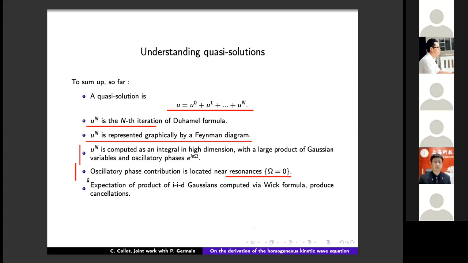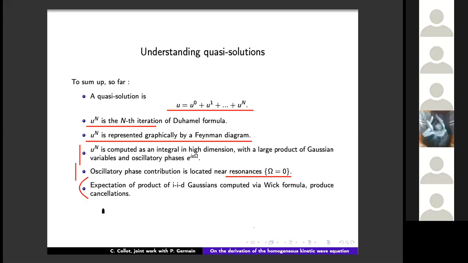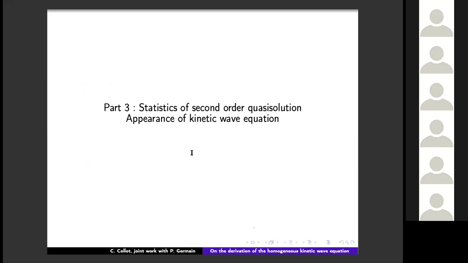And if I look at the statistics, many of the Gaussians, when you take the expectation, will give zeros. You will have many cancellations due to the particular structure of my problem. So now we have all the tools, and I can give you a little computation to say what we can expect for such solutions. My third part of the talk will concern how I can compute the statistics of the quasi-solution that I was introducing.